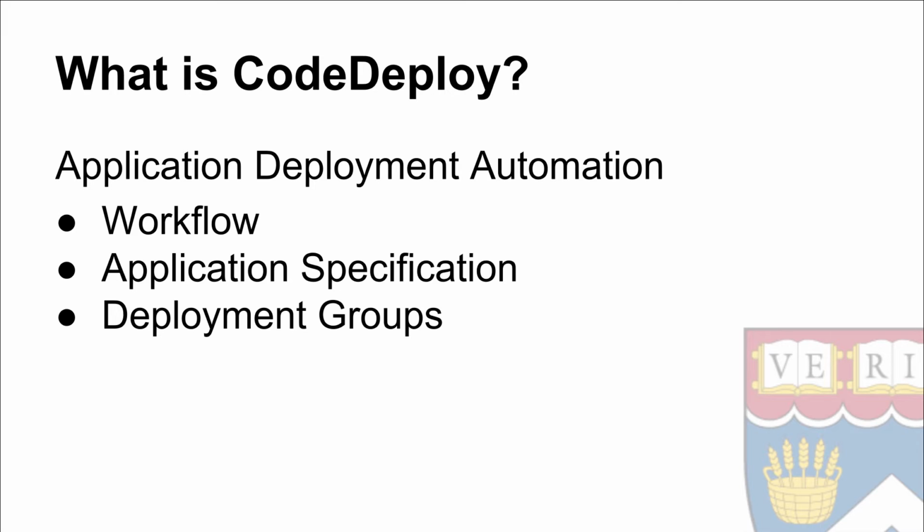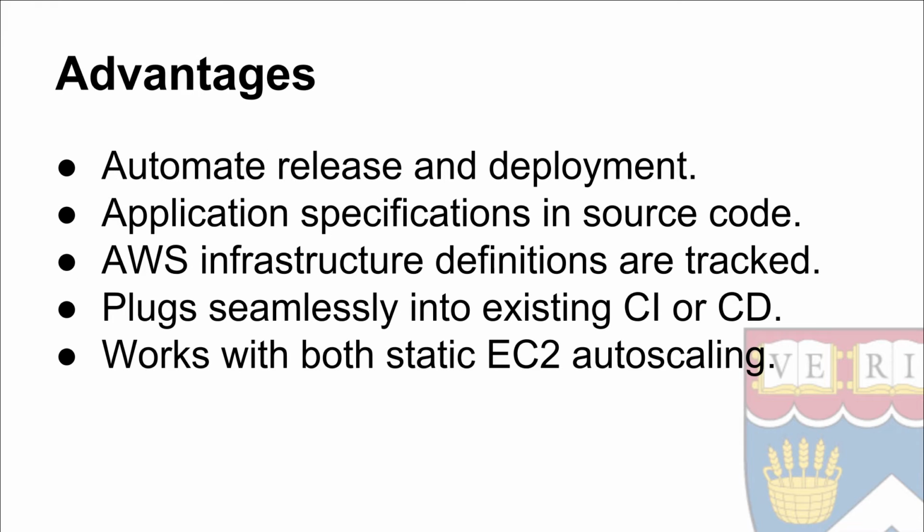To give you background, we'll go forward. First we'll do advantages. So what are some of the advantages of using something like CodeDeploy to push software to EC2 instances? One, it automates the release and deployment cycles. You can tie this into any kinds of CI or CD systems. It also allows you to track your application specifications, so the details of how your software deploys can become a part of your application and controlled in source code, just like the rest of the application that you're developing.